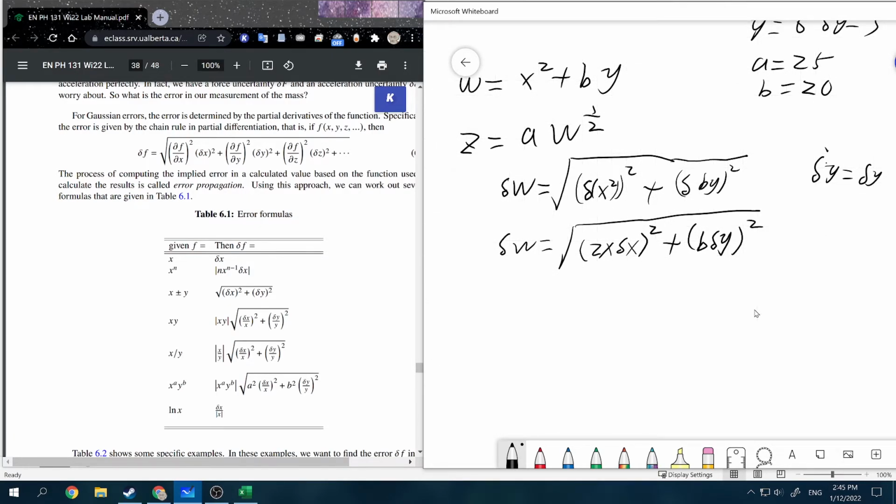Now we're going to figure out what the area of z is, where z equals a times w to the power of a half. Let's look at this one: x to the power n, and we can see that takes the n out. A half times w to the power of a half minus 1, and then area of w, right? Which is equal to a half times w to the minus a half, times area of w.